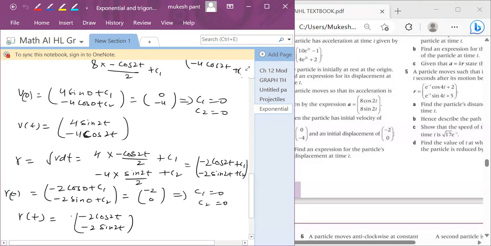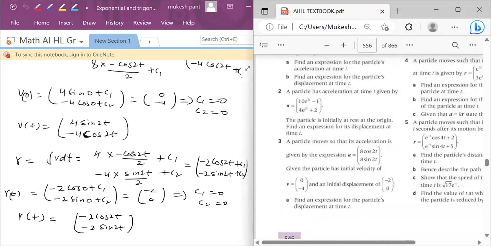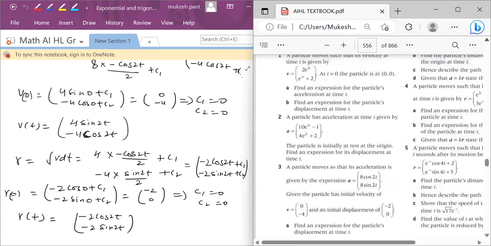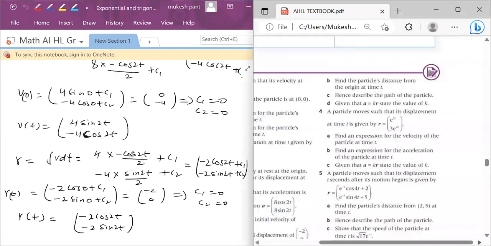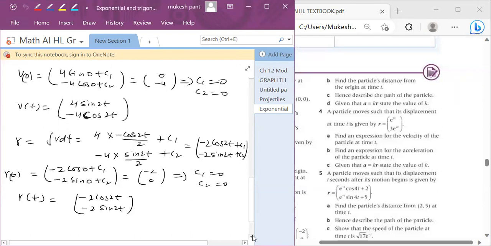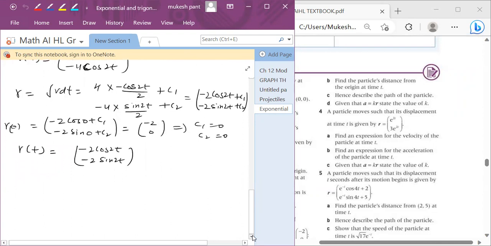Now this was part A, and in part B, find the particle's distance from the origin. This you can find out, it's so simple, right? Distance between 2 points you can find out. So for part B, simply r(t) is the position vector from the origin, since it is given in the question, the initial position at 0, 0 means from the origin.